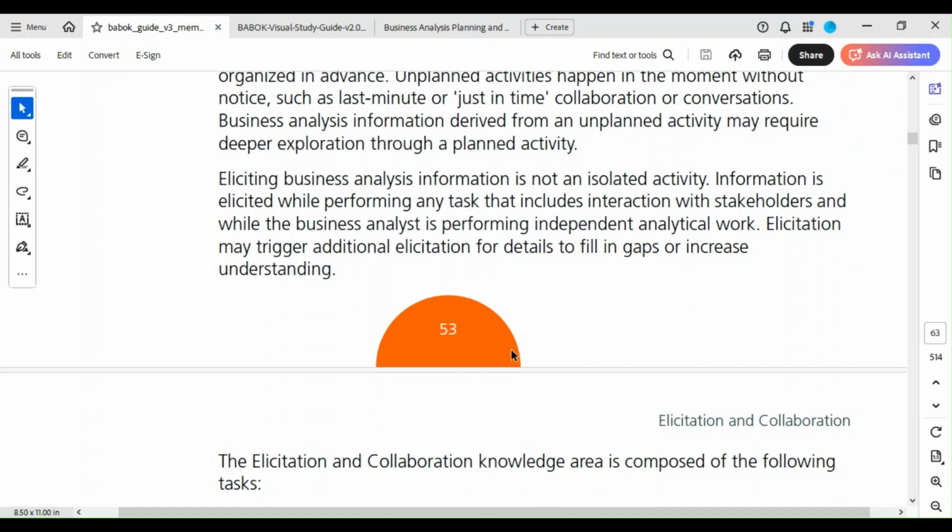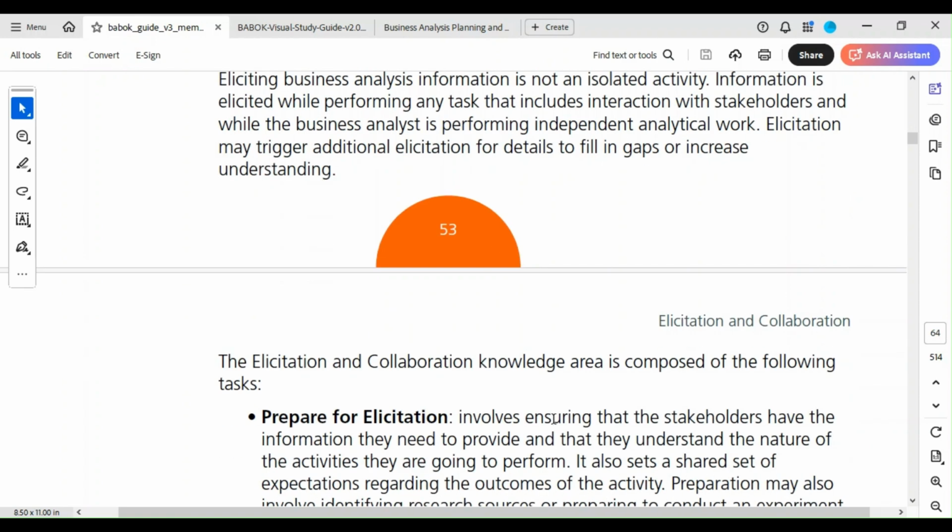So elicitation may trigger additional elicitation for details to fill in gaps or increase understanding. This is such a good part of business analysis work, that it tells you that it may trigger additional elicitation. Enjoy the moment. You have elicitation upon elicitation. You have an idea, you build on it, you expand it. So it helps you to fill gaps or increases your understanding as you go through all this process.